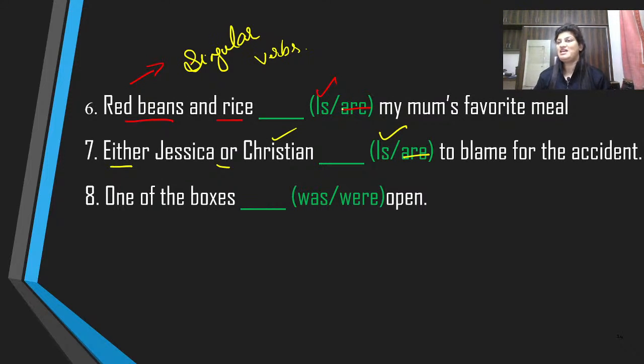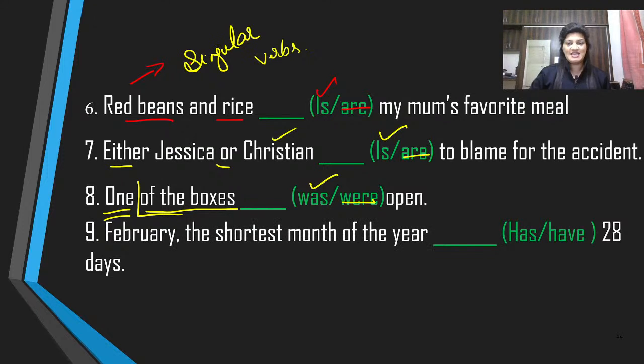And everybody has answered was, which is correct. And you guys did not get distracted by this prepositional phrase. And you did remember the indefinite singular pronoun. Very good. The answer is was. Next one. February, the shortest month of the year, dash 28 days.